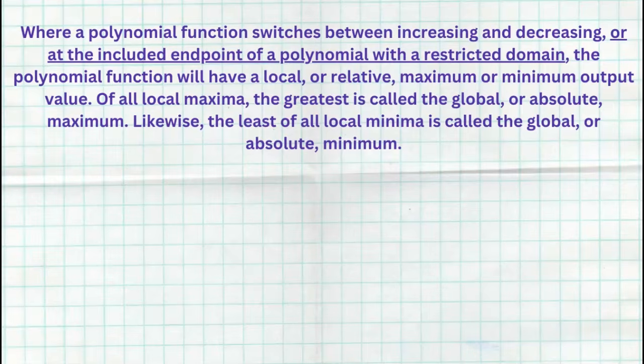Not only is it where a polynomial function switches from increasing to decreasing, but if we restrict the domain of a polynomial, those endpoints also become extremas, or these local relative max and mins. Let me explain by looking at an example. It'll make a lot more sense.